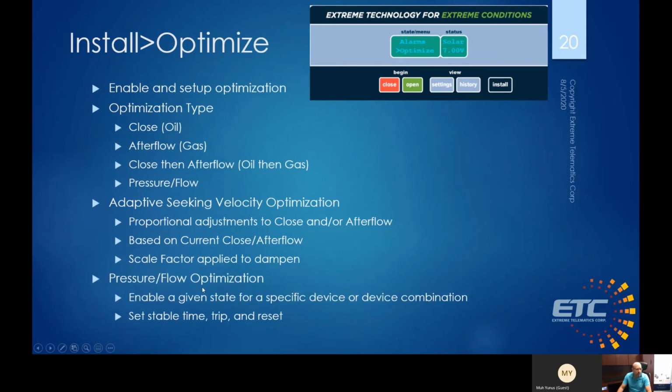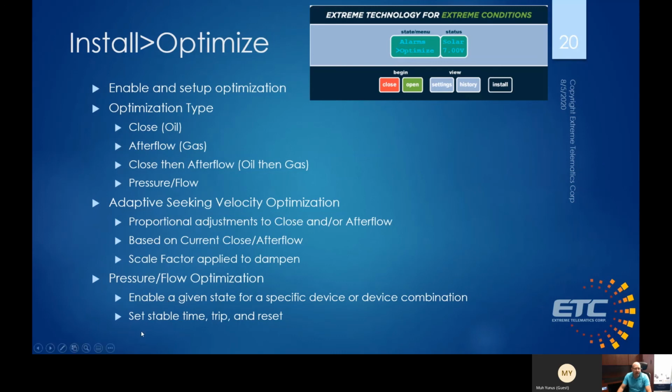For pressure and flow optimization, what you have to do is enable the different states where you want to use a specific device. So an example might be, I want to use open casing pressure. Then you can set the criteria to open the well based on casing pressure. So you get to choose which states and which devices to use for pressure optimizations.